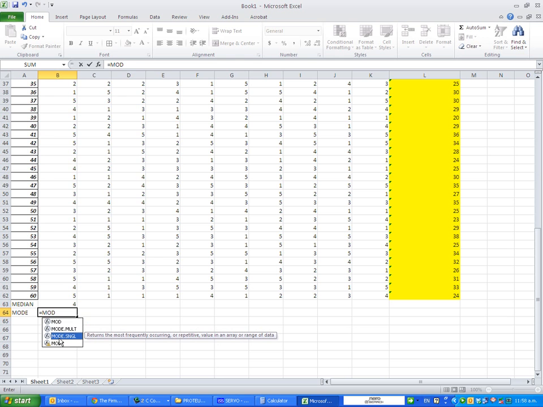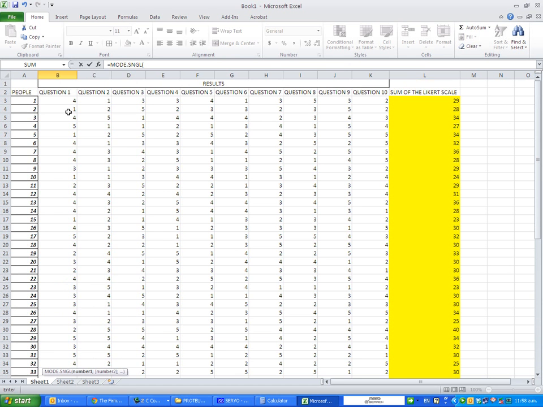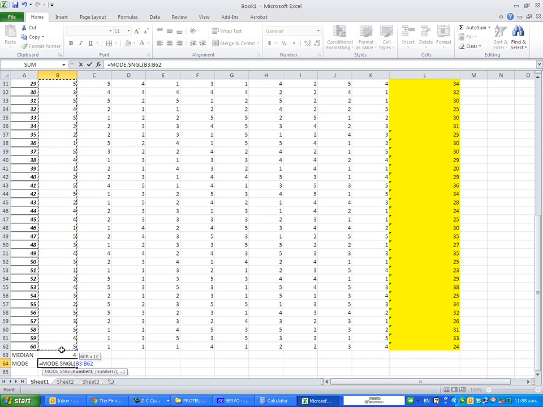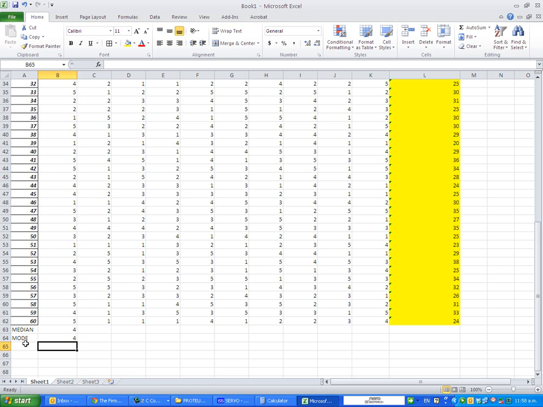You just type in equal sign, write mode. We have it here, MODE.SNGL, and we are also going to choose the numbers from that same amount of data. So we're going to close parentheses, and there we go. So the most repeated number is also 4. So the median and the mode can be the same. They don't have to be the same. In this case, it's a coincidence.